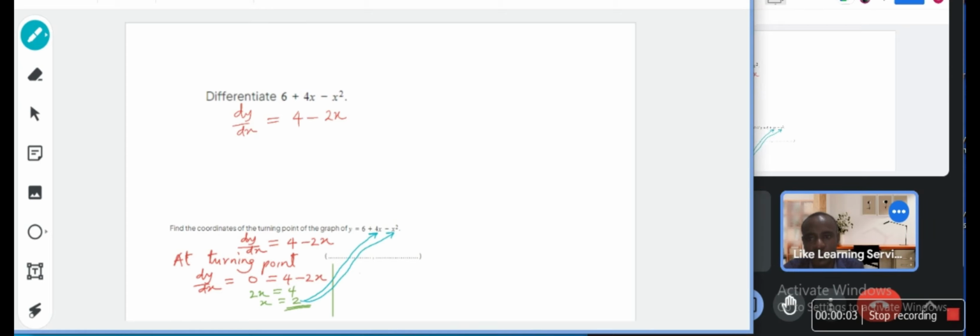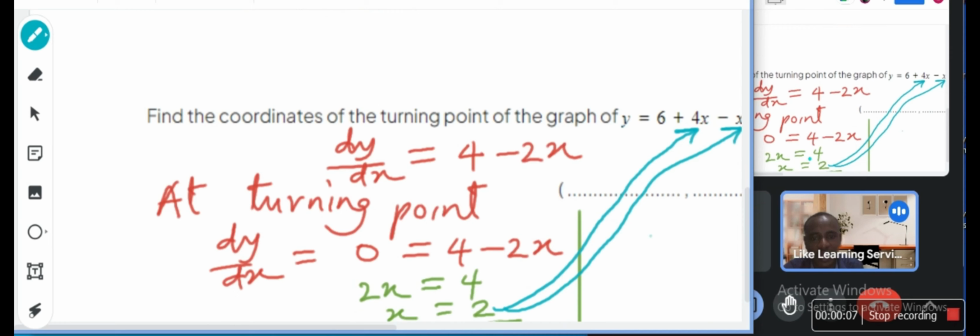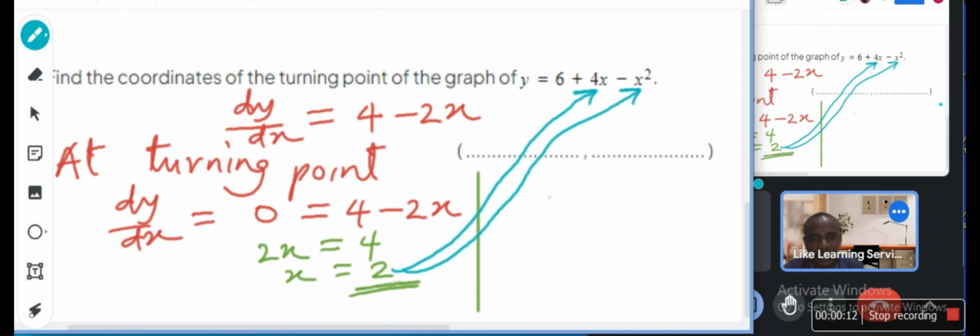So we just carry out a simple substitution to find the value of y. Sorry, sir, can you explain something to me? I'm listening. When you did 0 is equal to 4 minus 2x, from what I did, I got minus 2x is equal to 4.